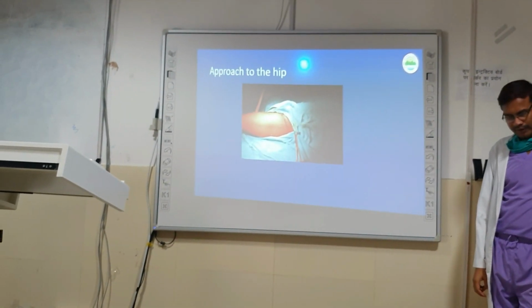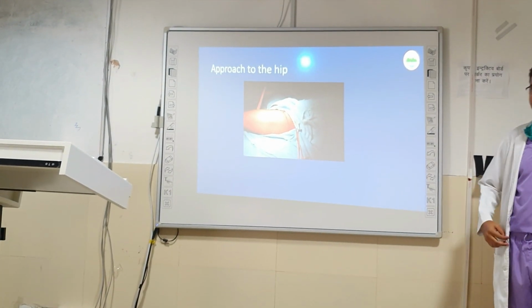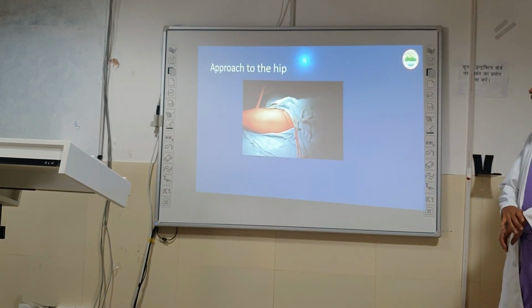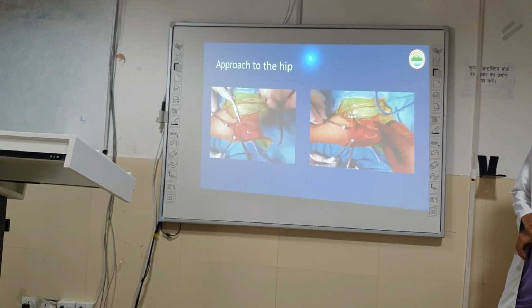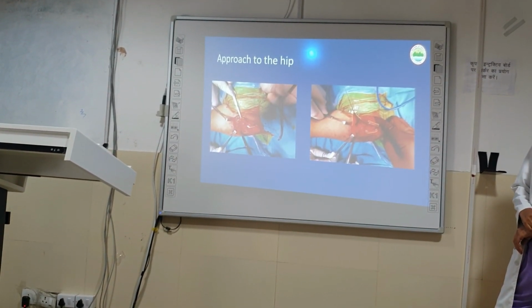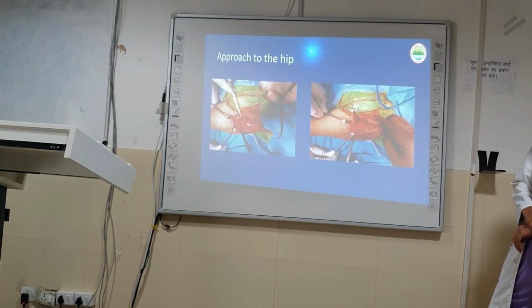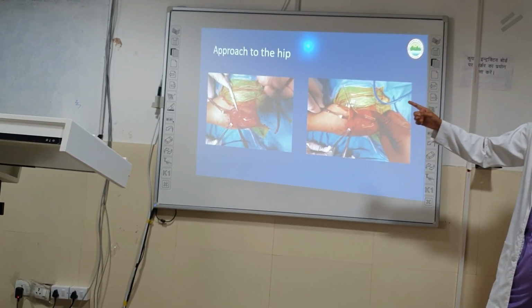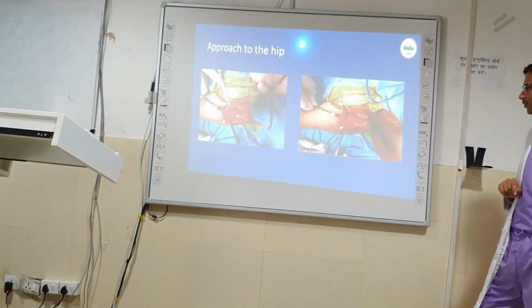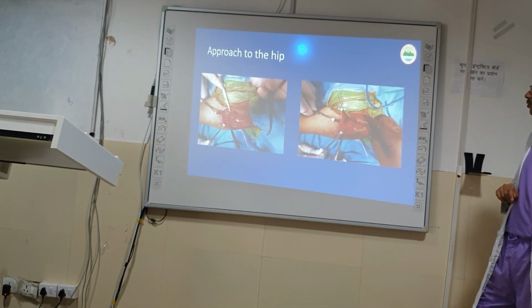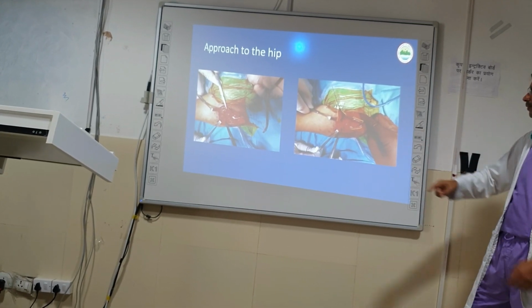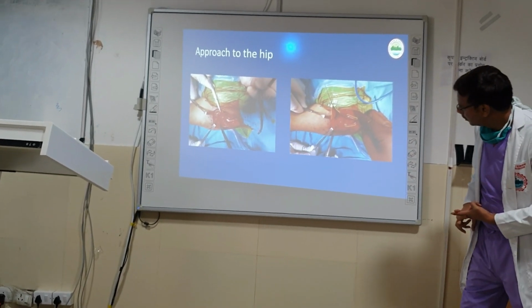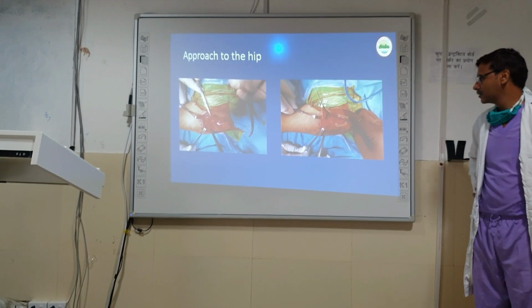Next. So we take the Smith-Petersen approach to the hip joint, that is the iliofemoral approach. So you have to take care that you have identified the nerve carefully, that is the lateral cutaneous nerve of the thigh. Then you have to detach the sartorius as well as rectus femoris from their attachments.